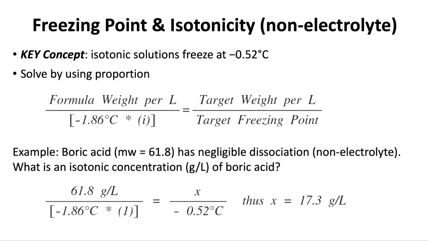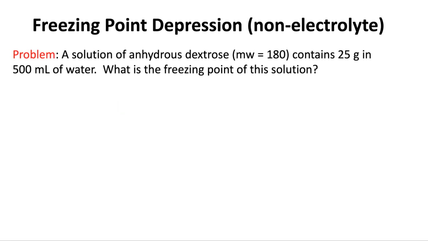We now know, based off of the kind of molecule boric acid is, and that it's a non-electrolyte, so its dissociation factor i is equal to 1, and we know its molecular weight is 61.8, we can then calculate that if we just use boric acid, we would need 17.3 grams per liter to produce a solution that has the same osmotic forces as biologic tissues or blood or lacrimal fluid.